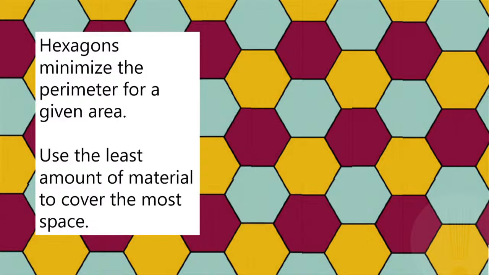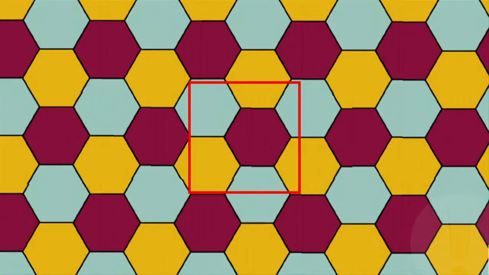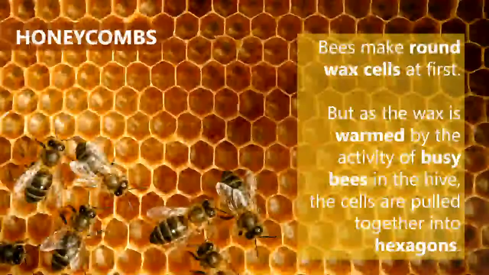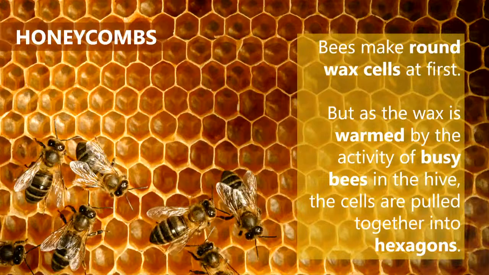So if we wanted to measure out the different lines between the shapes in each type, we'll find that hexagons have the least amount per area. So it has the best balance of fewer edges and mechanical stability. And so that's why nature, especially when it comes to bubbles, wants to revert to that 120 degree angle. Same with honeycombs and bees. The way these honeycombs start, the bees will make these round wax cells at first, but as they're working in their hives and they create warmth, those wax cells start to get pulled and pushed into each other and end up creating this hexagon shape.